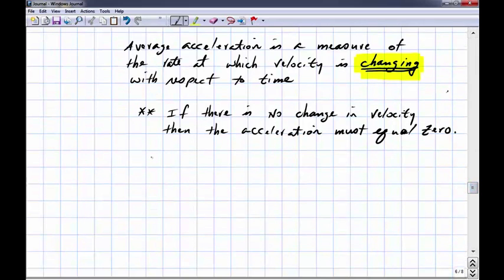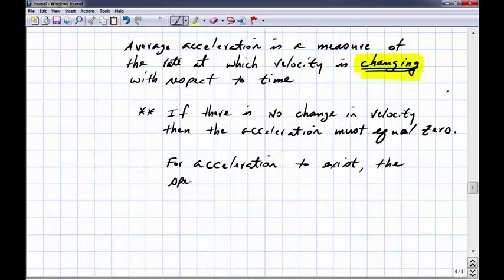And as we noted earlier, for acceleration to exist, the speedometer needle must be moving. We'll emphasize that as well.